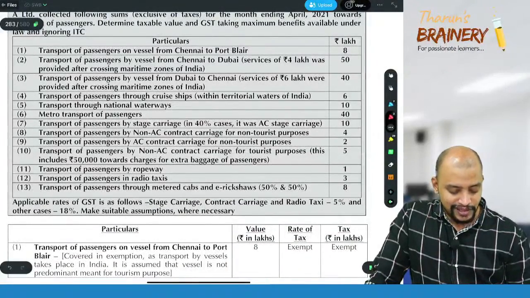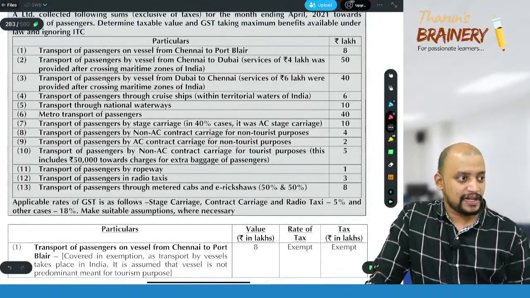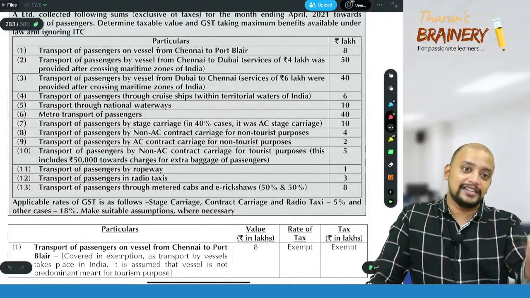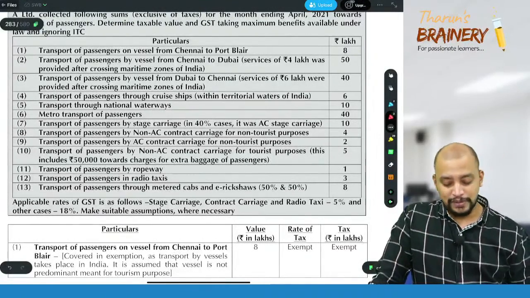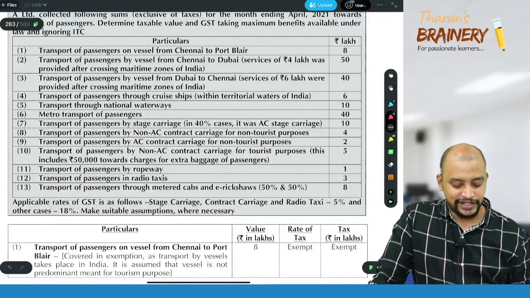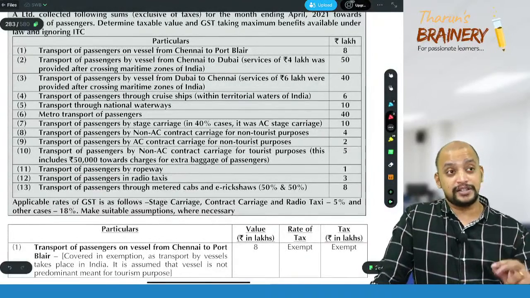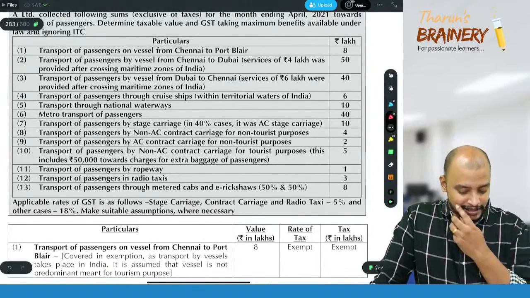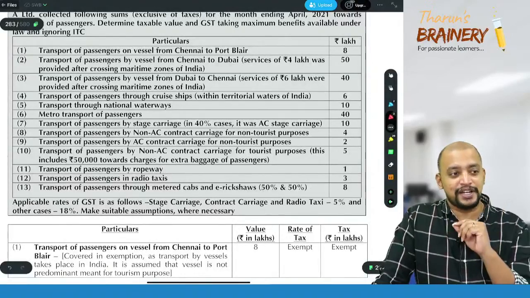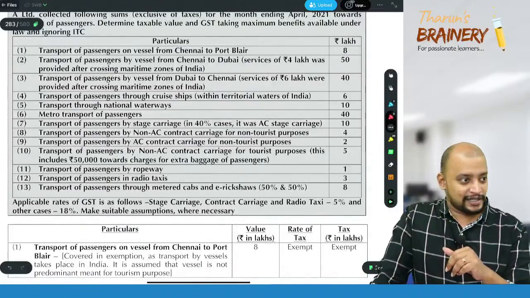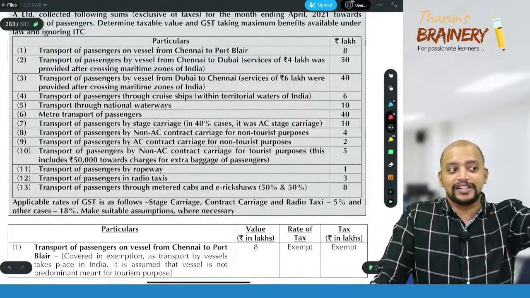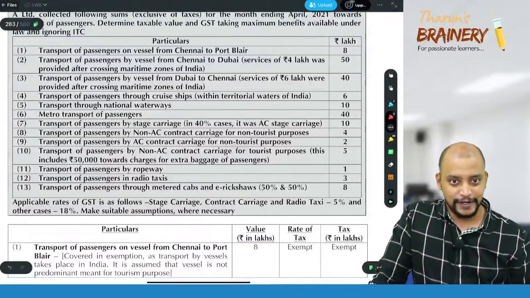They are confusing us with irrelevant traps, so that we will write something like that. So maybe 4 lakhs was provided after crossing maritime zones of India, meaning it is outside India. So up to 4 lakhs is non-taxable. So out of 50 lakhs, 50 minus 4, 46 is only taxable. Like that, we may overthink. For that, this is given.